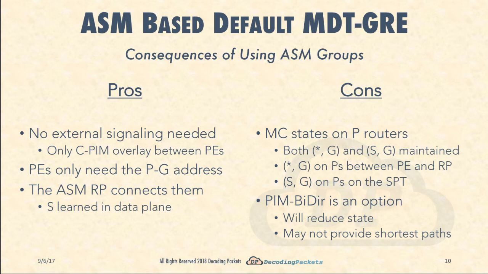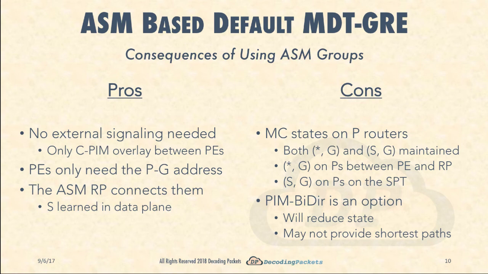You can use PIM-BIDR. PIM-BIDR is an option. It shouldn't really be in the con. It could be somewhere in the middle. It will reduce state. So PIM-BIDR does not necessitate the maintenance of the S, G state, since everybody is on a star, G. And the default MDT especially is really good for PIM-BIDR, but at the same time, you may not get the shortest paths.